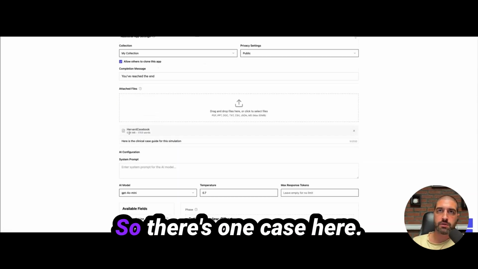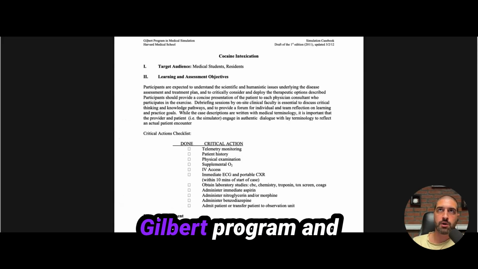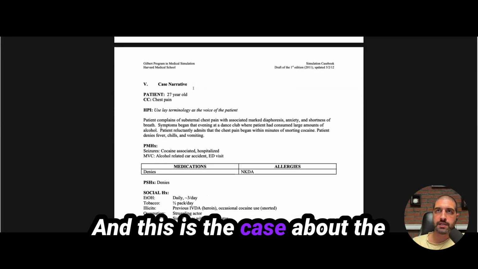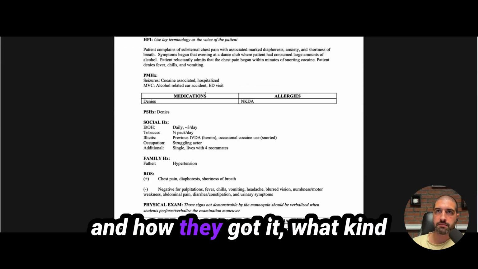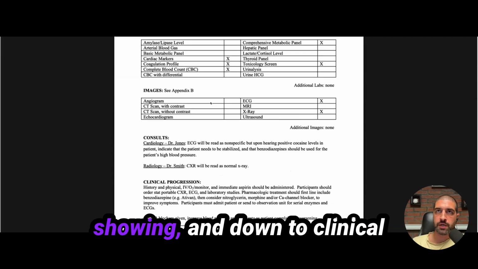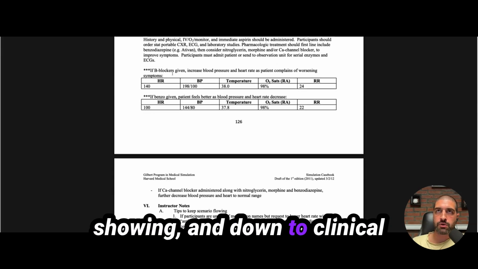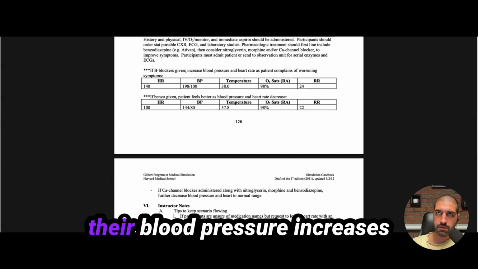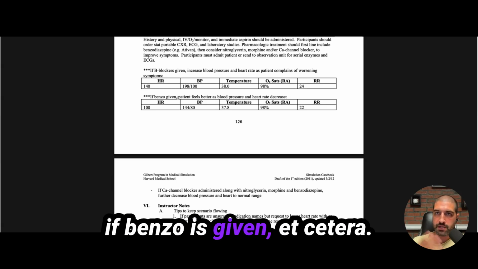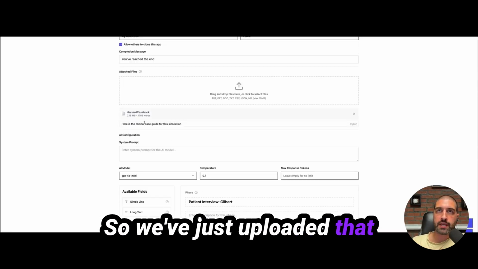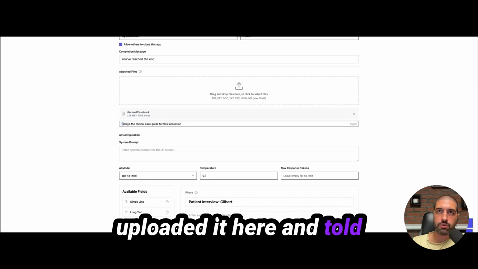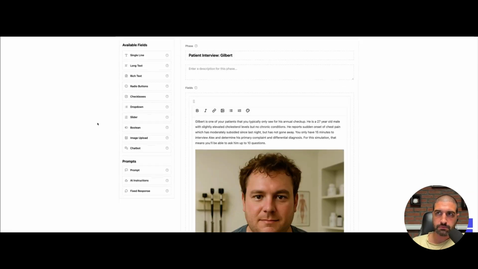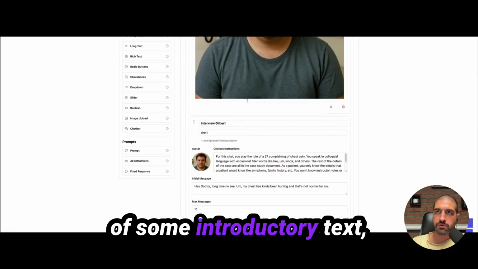Okay, before we get into the conversations, let's just show what's the same in the back end. There's one case here. It comes from the Gilbert program in medical simulation at Harvard Medical School. This is the case about the 27-year-old with chest pain and how they got it, what physical symptoms they're showing, and down to clinical progression, like if given some beta blockers, their blood pressure increases, if benzo is given, etc. We've just uploaded that case study here and told the AI this is the guide for the simulation. And then this is just some introductory text.